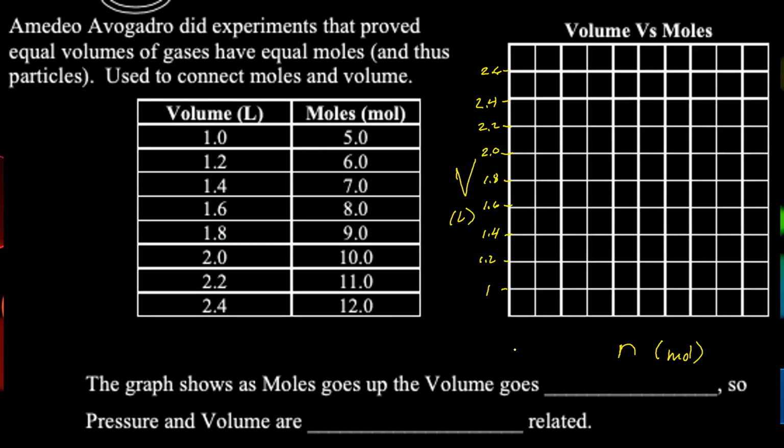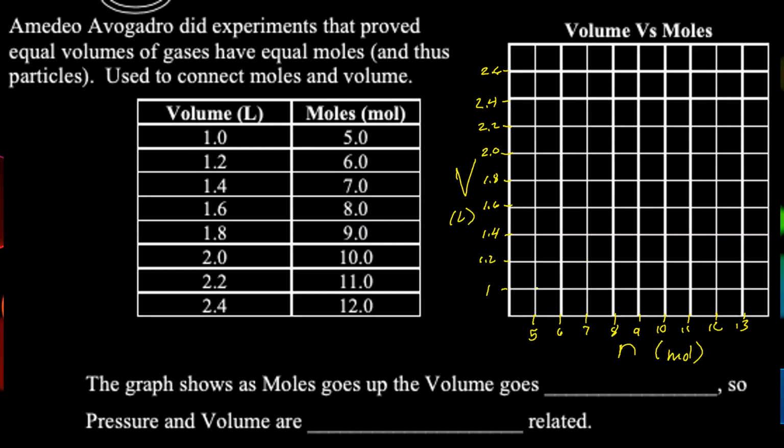Now the moles I need to get from 5 to 12. Let's see if I can just count this out by ones. 5, 6, 7, 8, 9, 10, 11, 12. Yep, that would fit. So we're just going to go by ones down here. 5, 6, 7, 8, 9, 10, 11, 12. I could stop there. I think I'll just go to 13 and call it good. There we go. So when laying out a graph, it's always good to just take a moment and count your spaces and make sure what you think is going to work before you write anything down.